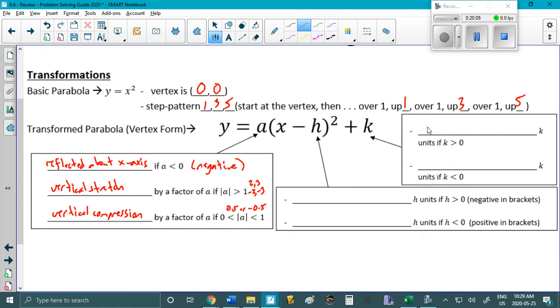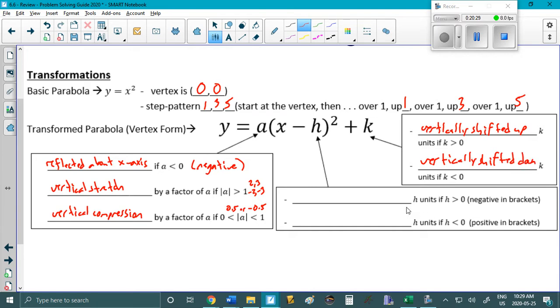And then if k is greater than 0, then it's been vertically shifted up by k units, or vertically shifted down k units if k is negative.